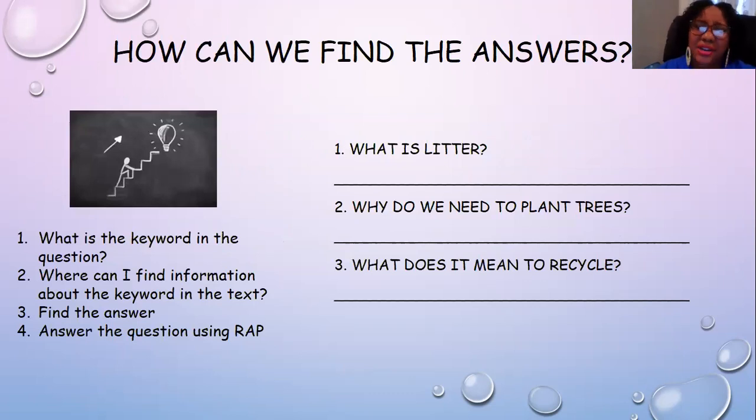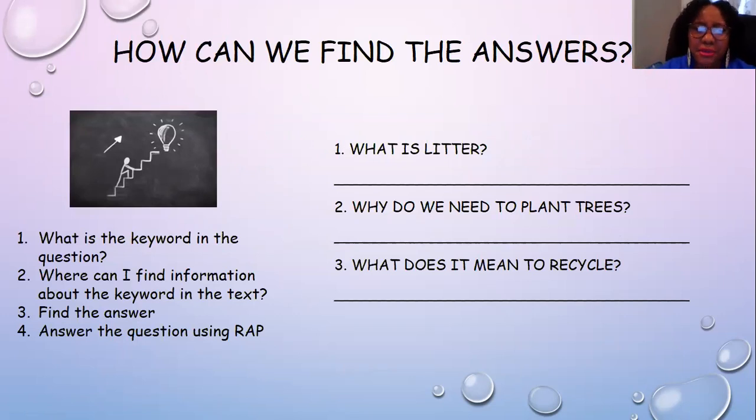How can we find the answers to our questions? Well, let's think about our thinking steps. First, we're going to look at each question and find a keyword. The keyword is going to help us go back into the text to find the information that we need. And then we'll find an answer, and then we're going to make sure that we wrap our answers like third graders. You guys are going to be third graders. Ready? The first question says, what is litter?